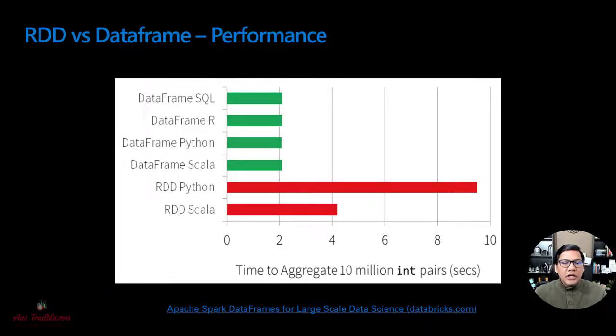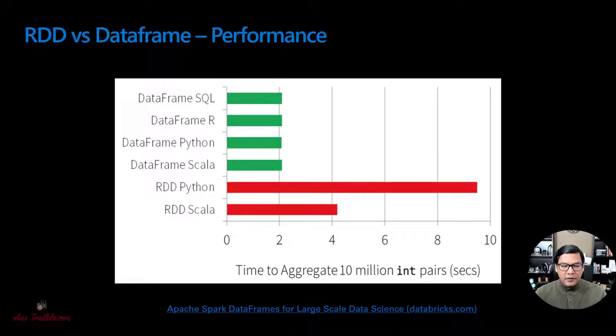In a study done to do an aggregation of 10 million INT pairs, we have this stats coming from this study. So let's look at that. If you look at the RDD used in Scala language, the performance was almost 2 times better than the performance of RDD used in Python, given that Scala is the native language on Spark.